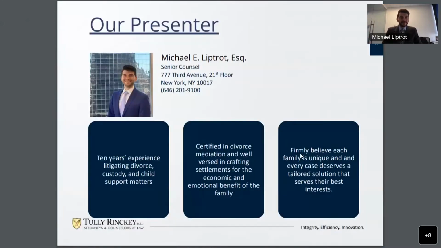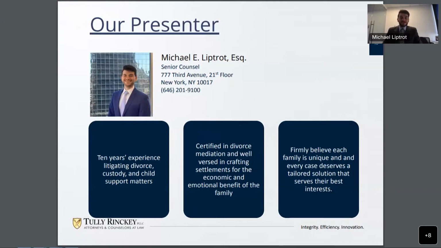So first, a little bit about me. There's me, my little picture. I am here with Tully Rinckey in the Family Matrimonial Department. I do some other areas of law, but the bulk of my practice has been, for the past nearly 10 years, litigating in divorce, custody, child support, all those family matrimonial issues. Certainly a lot of modifications, which is what we're going to be diving into today.